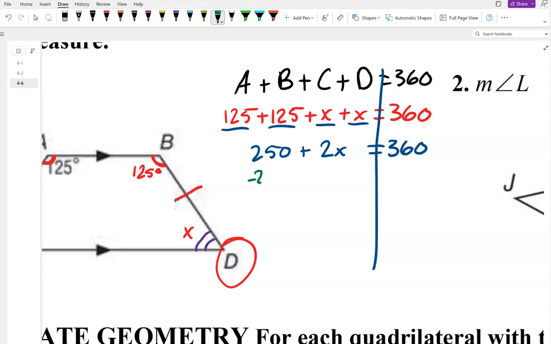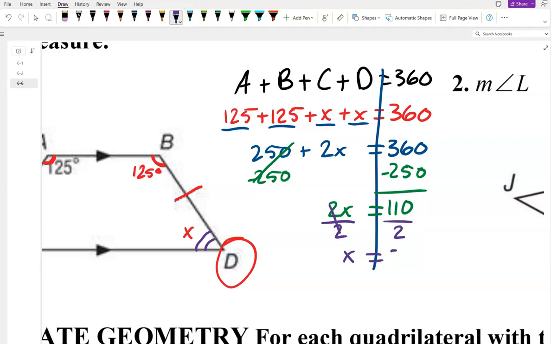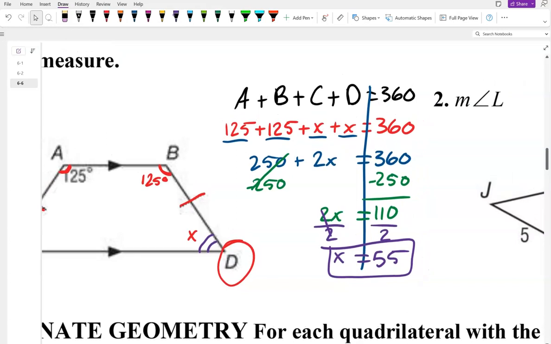Then I would do, very good, minus 250, which gives me, yep, 2x equals 110, and then just divide by 2, exactly, and you get 55. Okay, so that's kind of how you would do it if you wanted to keep it organized and more algebraic, like you're solving equations. That's the way you would solve it, right? You just say, all right, I know they all add up to 360, plug everything in, and then just solve for x, right? That's fairly simple and straightforward.